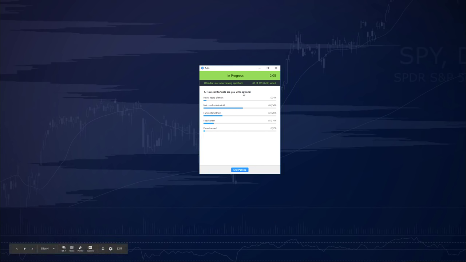Great. So how comfortable are you with options? The majority of people said not comfortable at all, and great, because if everybody said they understood them, you're all liars. I trade options and I have a very hard time explaining to people what options are. So that's my piece of advice for options.